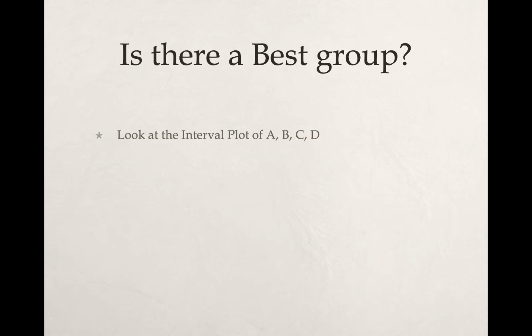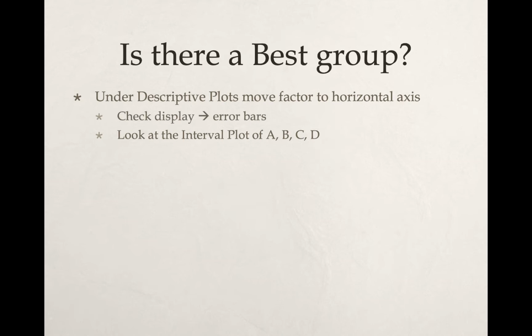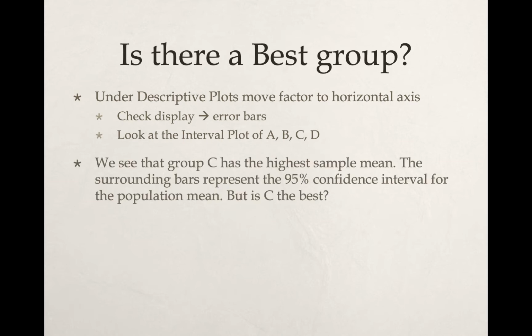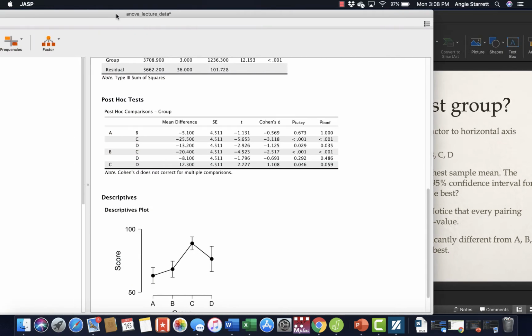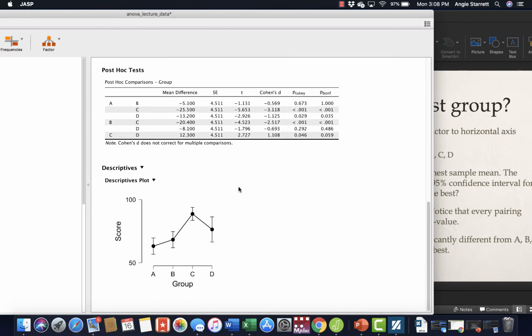All right, so we want to look at the interval plot of A, B, C, and D. We move under descriptive plots, move factor to the horizontal axis, check our display and add the error bars. So here's our plot, right? If we did not know statistics, we would look at this plot and say, yep, C is definitely the best. But the question is, statistically, is C the best?